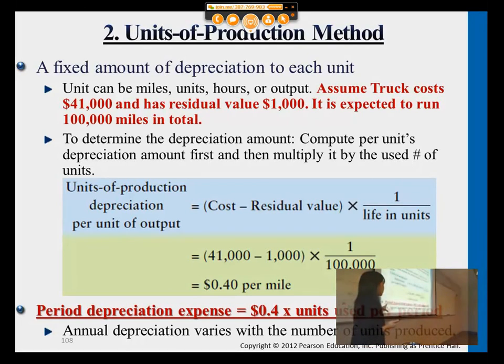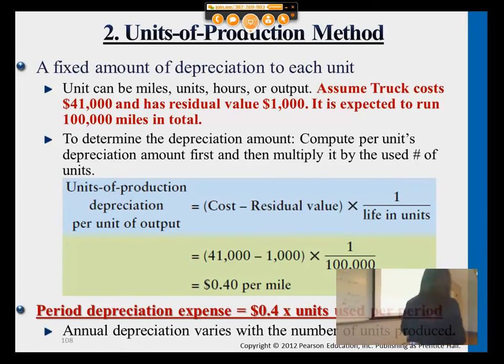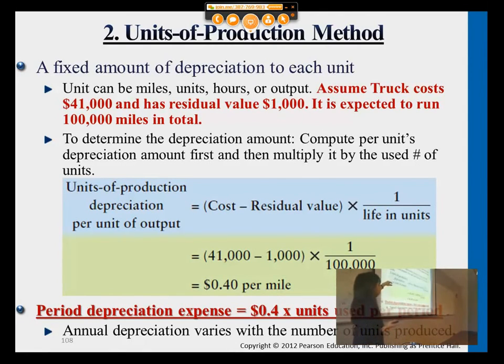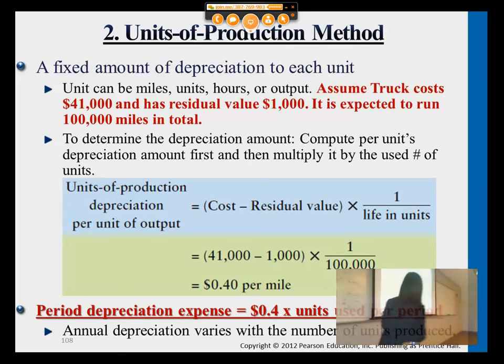For units of production, if it's the type of machinery or vehicles, you can actually estimate how you have been using it by tracking the miles that have been driven, or by tracking the number of hours the machine has been working on a daily basis. And oftentimes, the units of production method would suit those types of assets' depreciation best. So how does this method work? If we use the same example here, assuming the truck costs $41,000, residual value is $1,000, the same leftover value. We expect that this truck, in total, can be driven 100,000 miles.